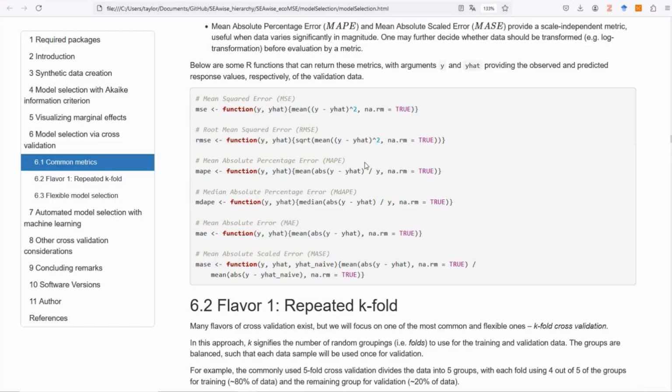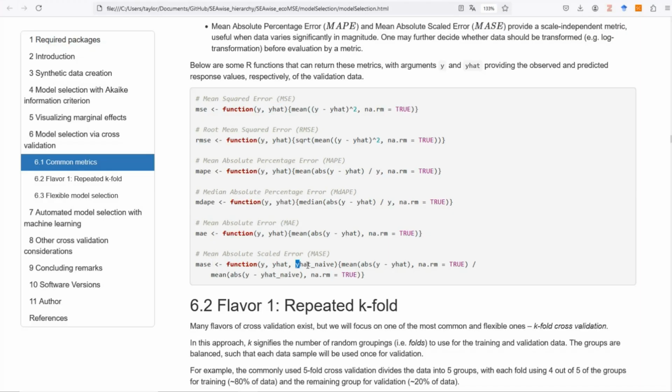So here's some metric functions that I've just provided for you. They're very simple. In most cases, it's taking your observed response variable and the estimated one and just calculating the metric. So mean squared error, RMSE, mean absolute percentage error. There's a median version of that. And then this last one's a little bit different. This we'll see at the end of the talk. This is the mean absolute scaled error.